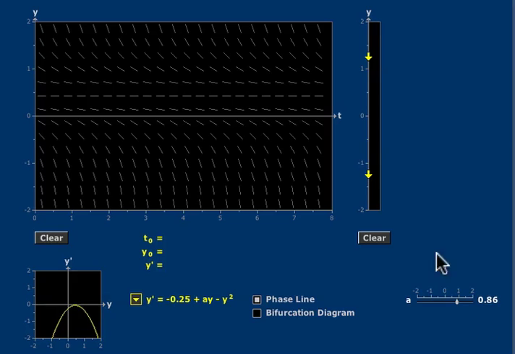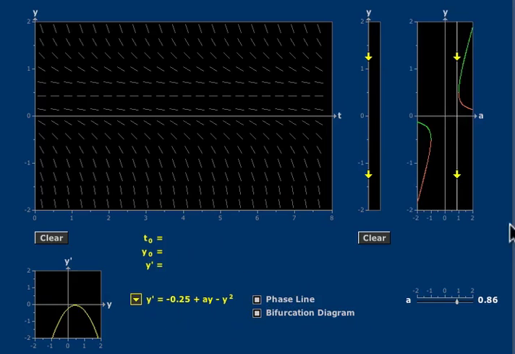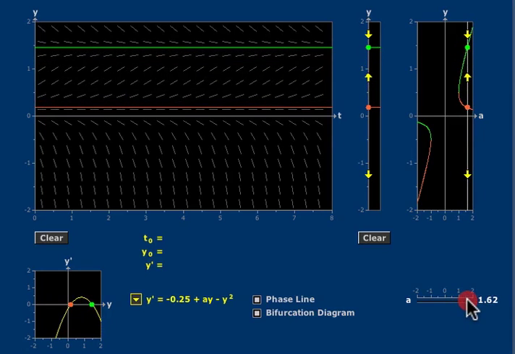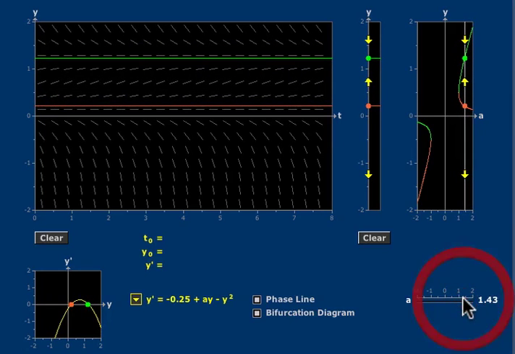Let's invoke it with this checkbox. A diagram has appeared above the A slider. In it is marked a curve. This curve consists of all the critical points for these differential equations for all values of A, marked simultaneously. The critical points for a given value of A appear above that value of A in the slider. So here's the phase line for this value of A containing an unstable critical point and a stable critical point.